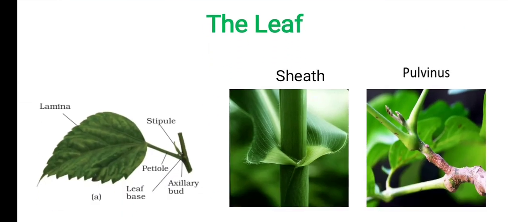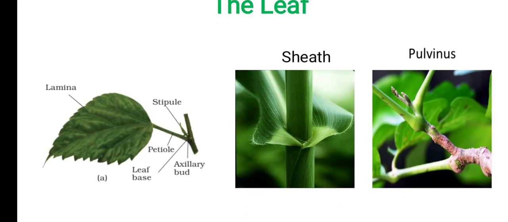Next, we are going to see the next part of the plant, which goes by the name, the leaf. Here, there is a structure of a leaf. We can see so many things. First, the prominent part of a leaf is the lamina. The broad, flattened structure of a leaf is called the lamina. Then comes the petiole, the joint which joins the leaf lamina to the main stem. The place where the petiole joins the main stem is known as leaf base.